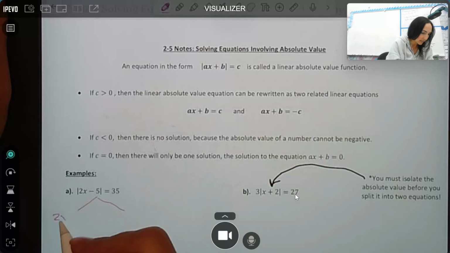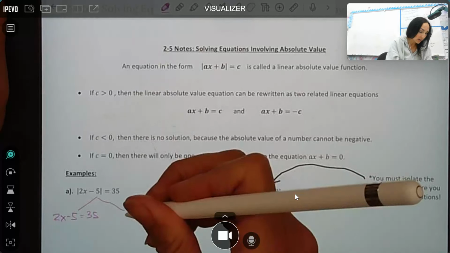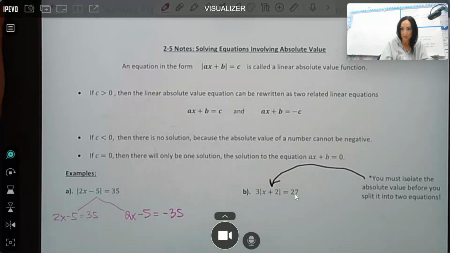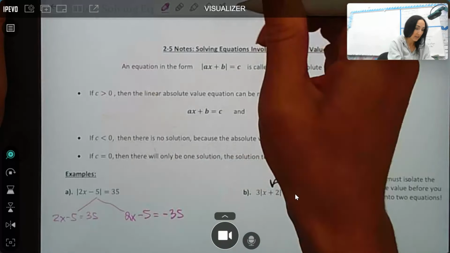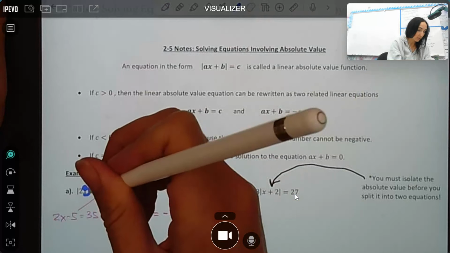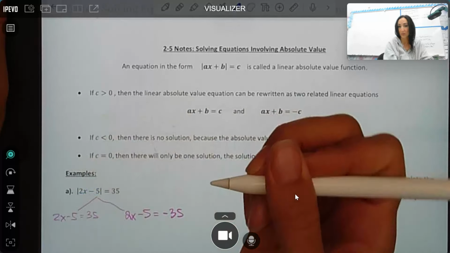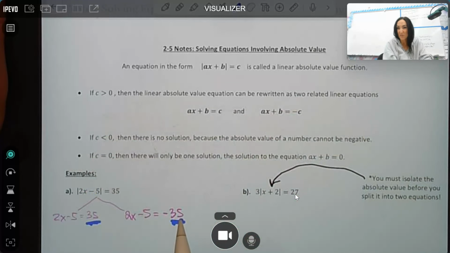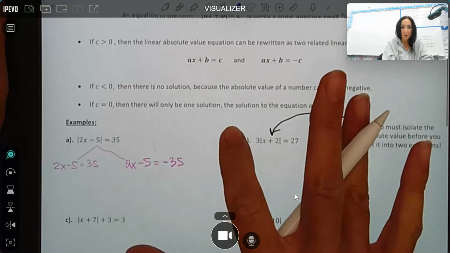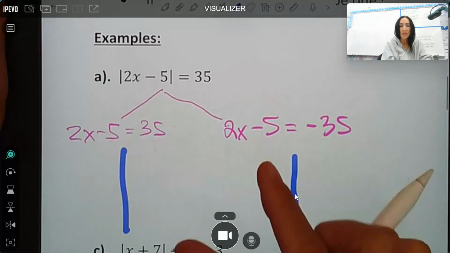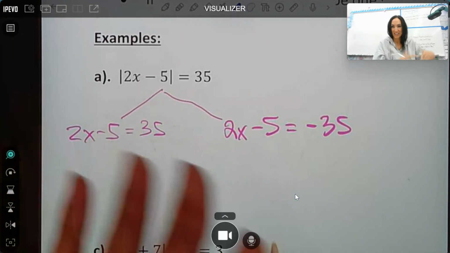The inside, that 2x minus 5, had to equal 35, or the inside, that 2x minus 5, had to equal negative 35, right? Because again, the absolute value of 35 is 35, and the absolute value of negative 35 is also 35. So it could have been equal to both of these things. So since it could equal both of those things, we have these two separate equations that we need to solve. And what's kind of cool is it takes the same steps.